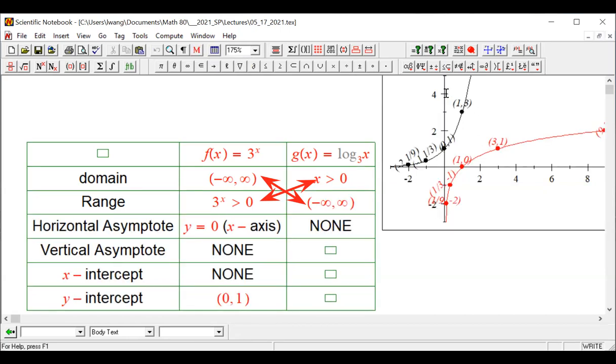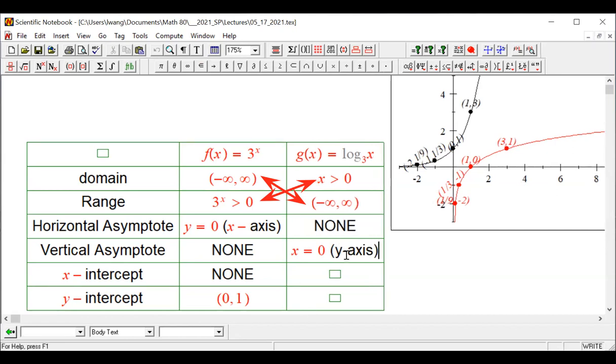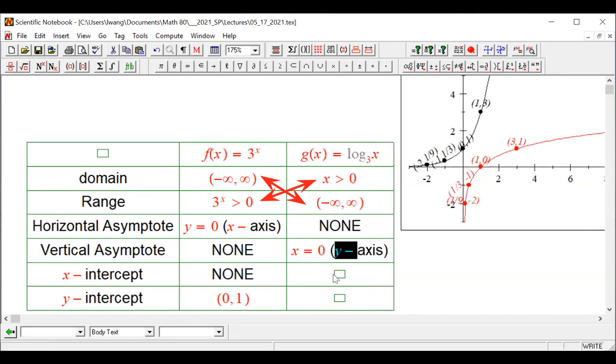Vertical asymptote, yes. The red curve will never touch the y-axis, so the vertical asymptote is x equals 0, which is the y-axis. And x-intercept, yes. The curve crosses the x-axis at (1, 0). The y-intercept doesn't exist because it never crosses the y-axis.